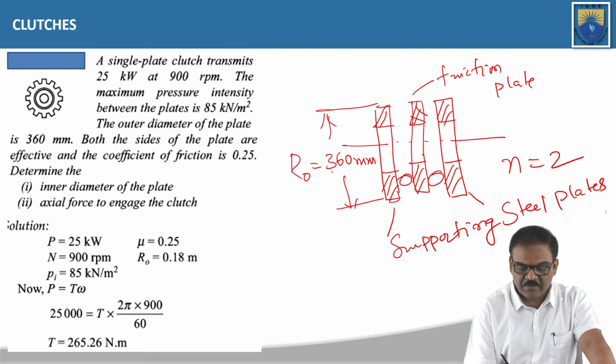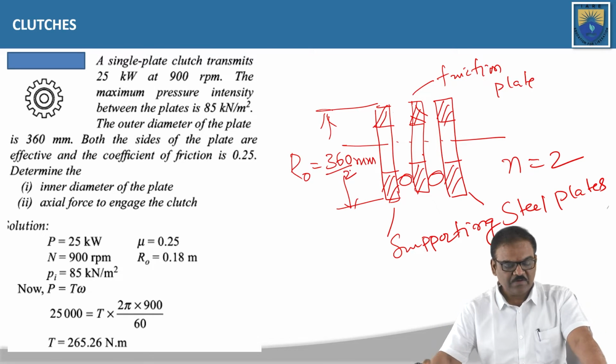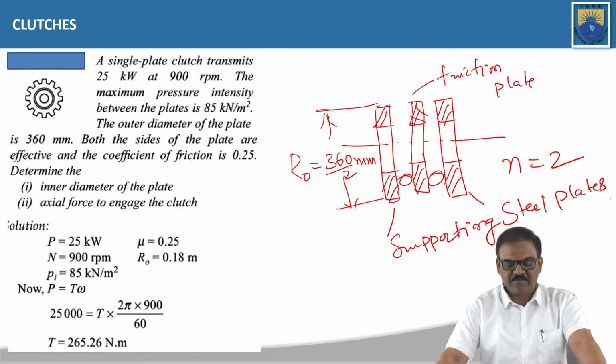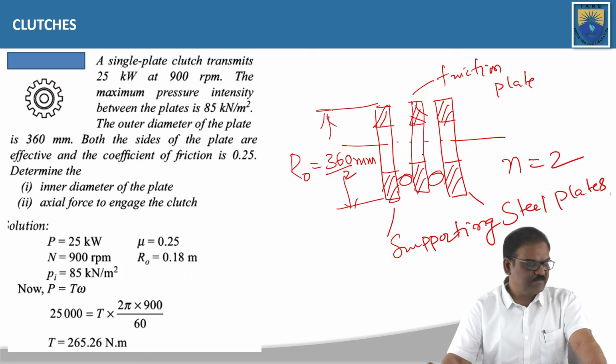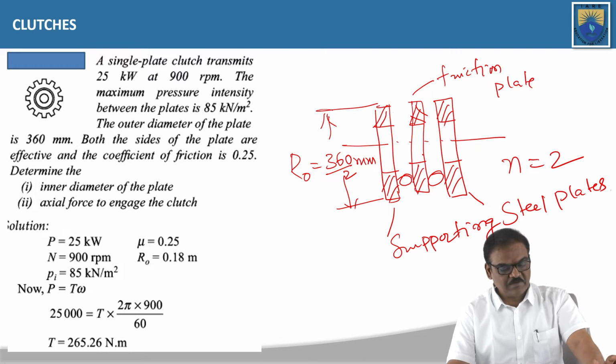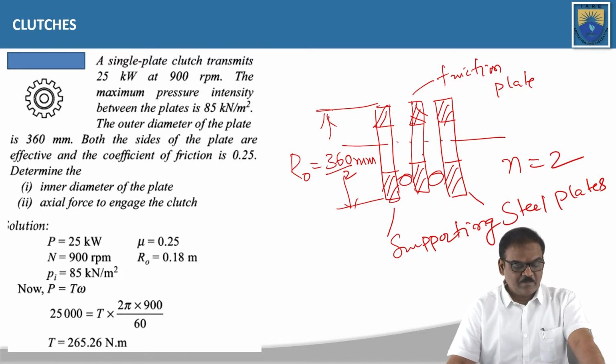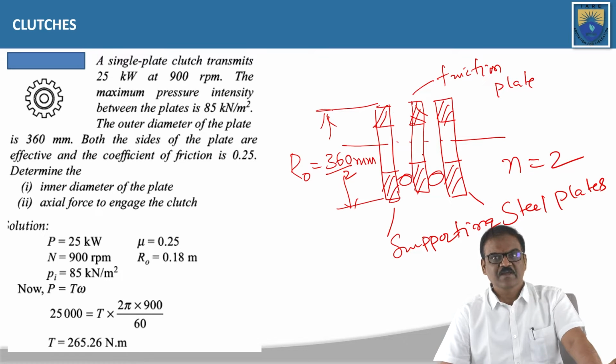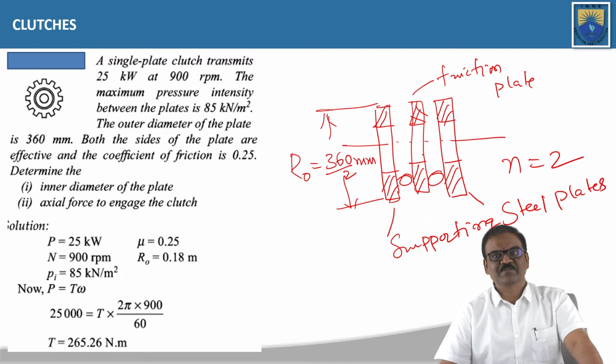So 360 divided by 2, that is what we have to consider. Diameter is 360, so R outer is 360 by 2. That is what we have to conclude. And P is equal to 25 kilowatts, mu is equal to 0.25, N is equal to 900 RPM, R outer is 0.18, and the pressure between these plates is 85 kilonewtons per meter square.